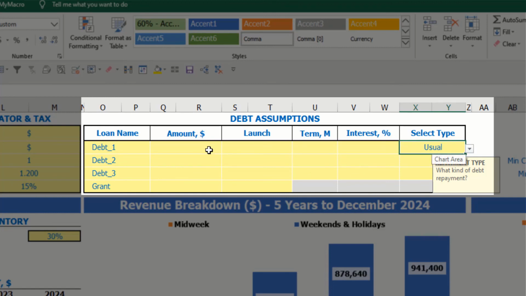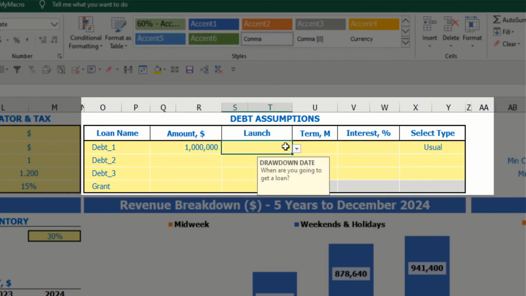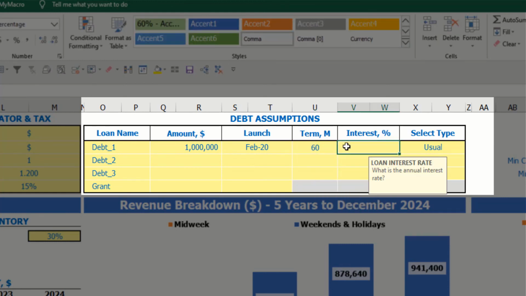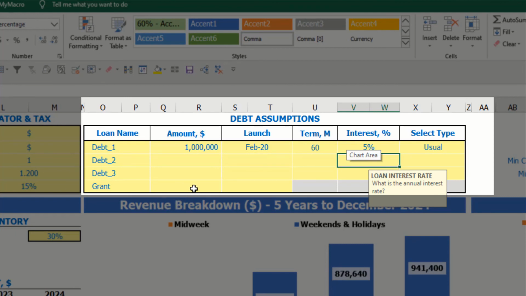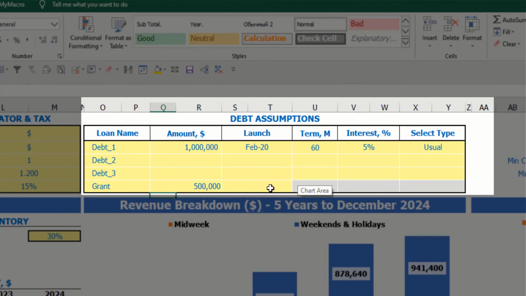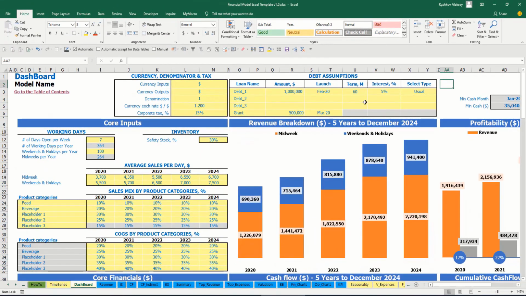Let me give you an example how it works. So you may input some amount of the debt, the launch date, term will be 60 months, and interest can be 5%. You may also input the grant, which is just a simple amount, which is paid in some specific months, and that's it. No repayments, no terms in terms of interest.